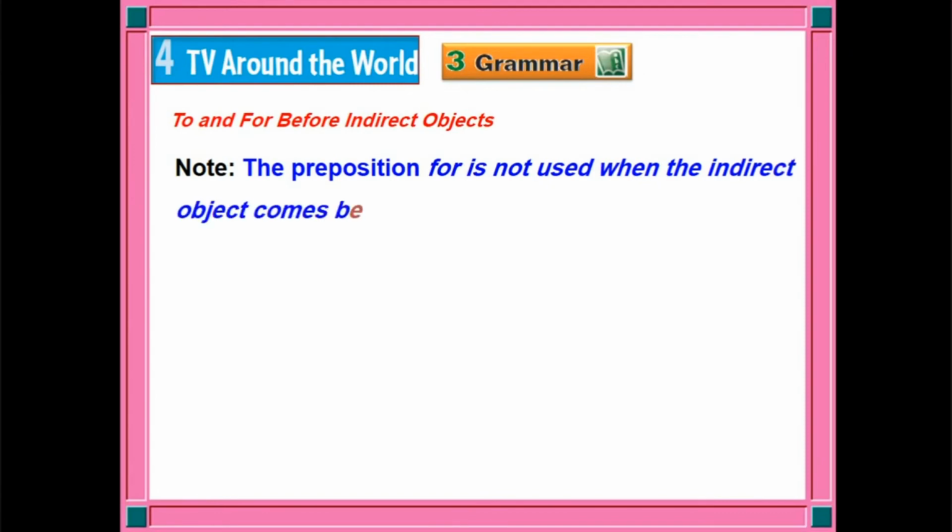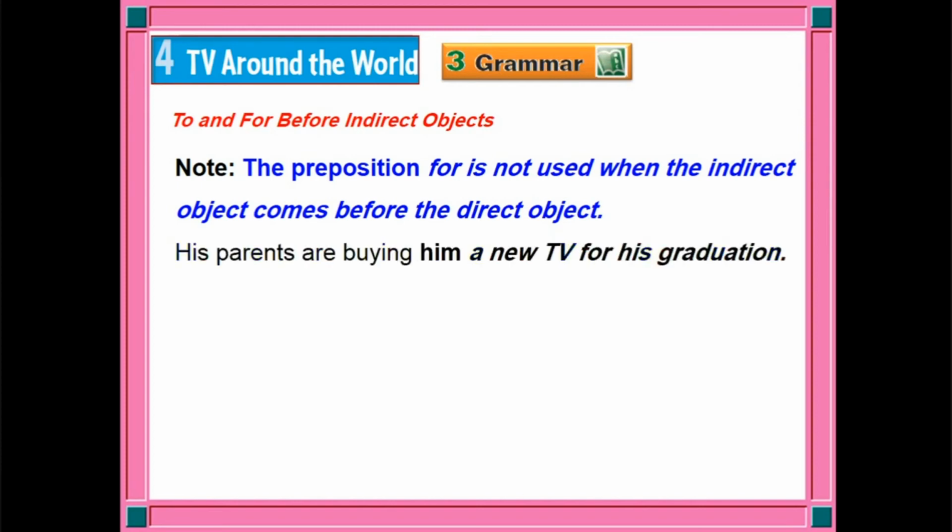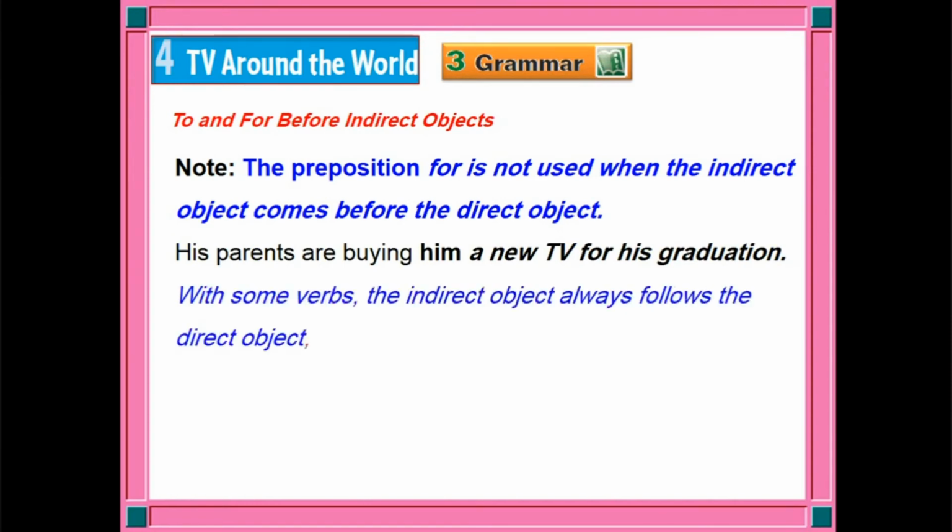To and for before indirect objects. Note the preposition for isn't used when the indirect object comes before the direct object. نفس اللي فاتت. حرف الجر for ما نقدرش نستخدمه يا شباب لما المفعول الغير مباشر يجي قبل المفعول المباشر. His parents are buying him a new TV for his graduation. With some verbs, the indirect object always follows the direct object and the preposition for can't be used.